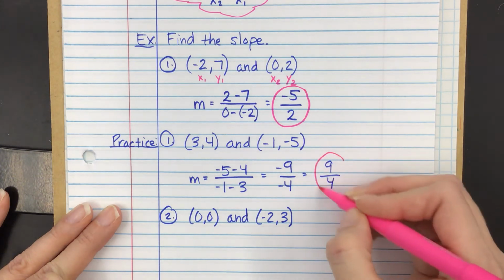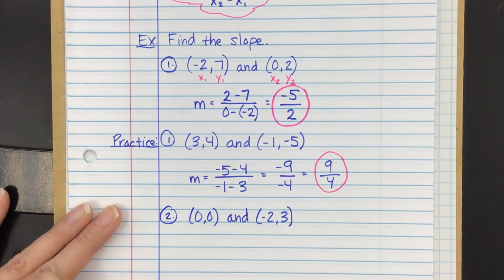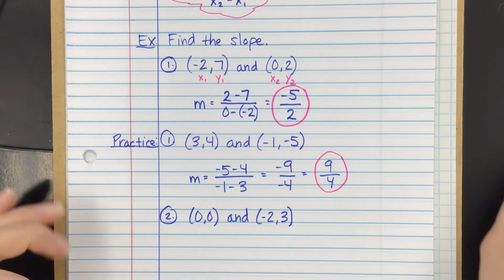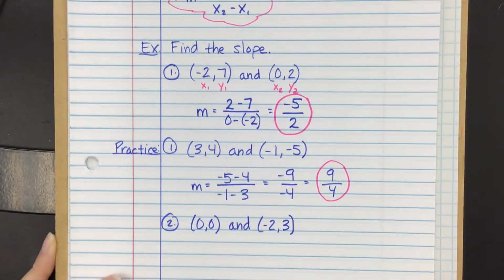Yeah? Yeah, Elizabeth. I got 4/9. You probably put your x's on the top. You're supposed to put your y's on the top. Oh. Yeah. It happens to the best of us. All right, let's look at that second one.